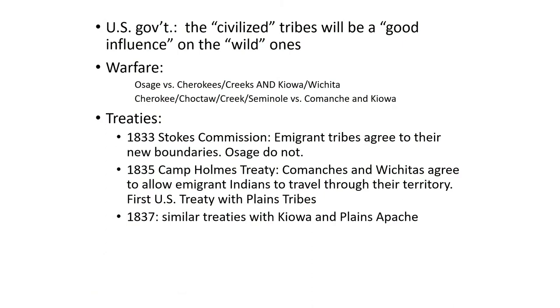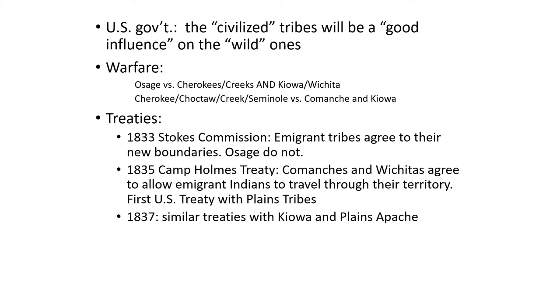Now, in 1833, a government commission called the Stokes Commission laid out the boundaries for these five so-called civilized tribes in Indian territory, and all five tribes, the leadership of those who were being removed, those who were voluntarily removing at that time, agreed to those new boundaries. However, the Osage, who claimed some of this territory also, did not agree to these boundaries. They weren't happy about it. So that continues the tension and occasional bloodshed with the Osage.